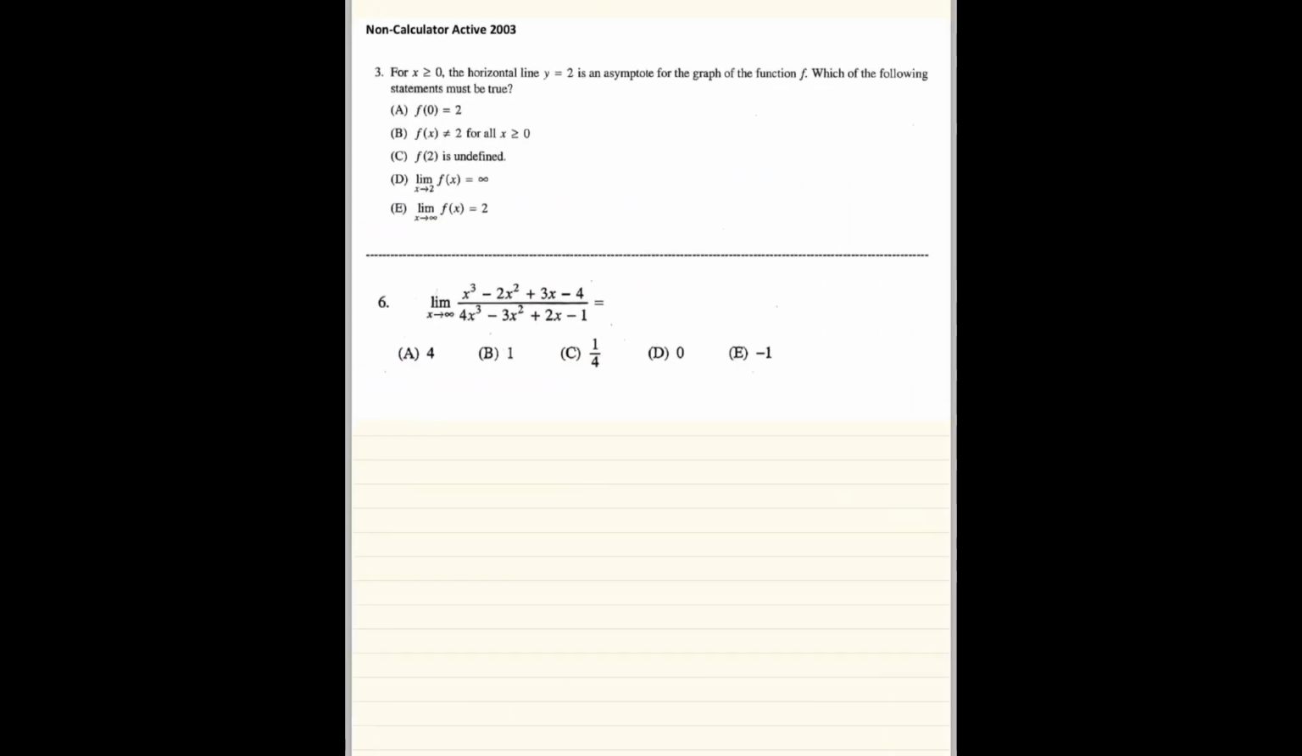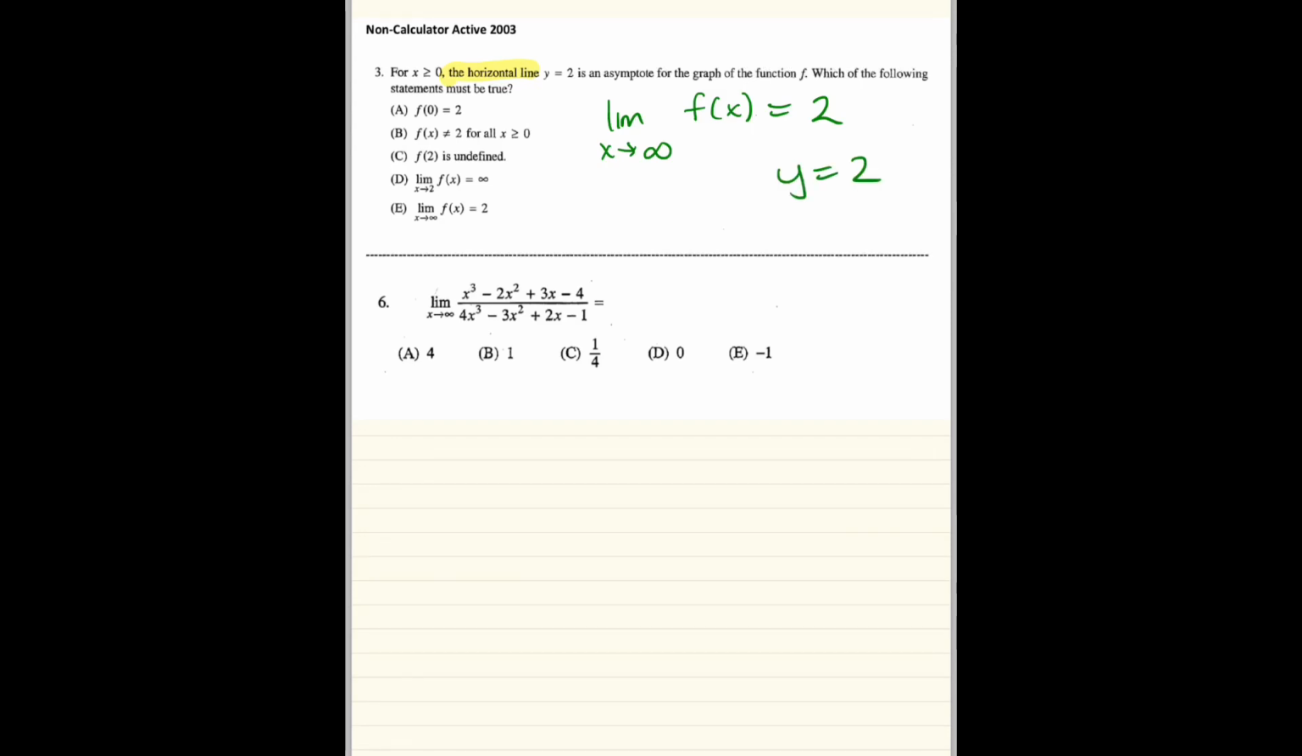The horizontal line y equals 2 is an asymptote. Which of the following statements must be true? Well, horizontal asymptotes are basically what happens at the very end of the graph. Not in the center of the graph, but at the end. The limit as x approaches infinity of the function, what happens to it? Well, if it went to 2, that means that there's a horizontal asymptote at y equals 2.